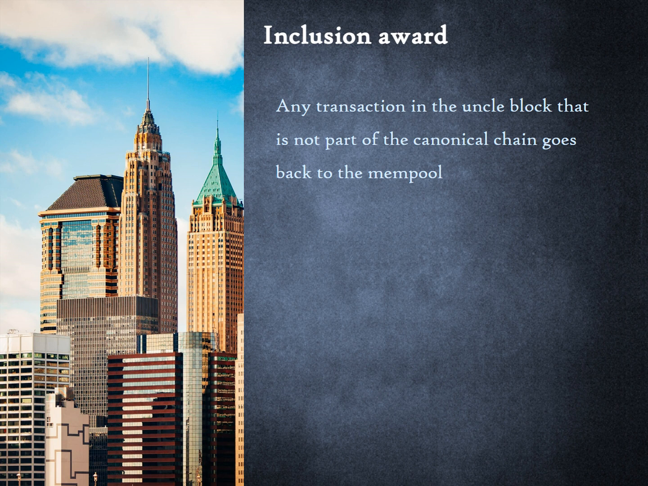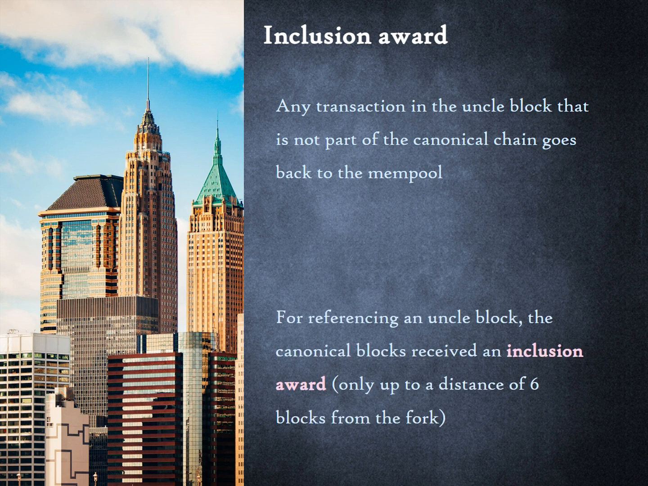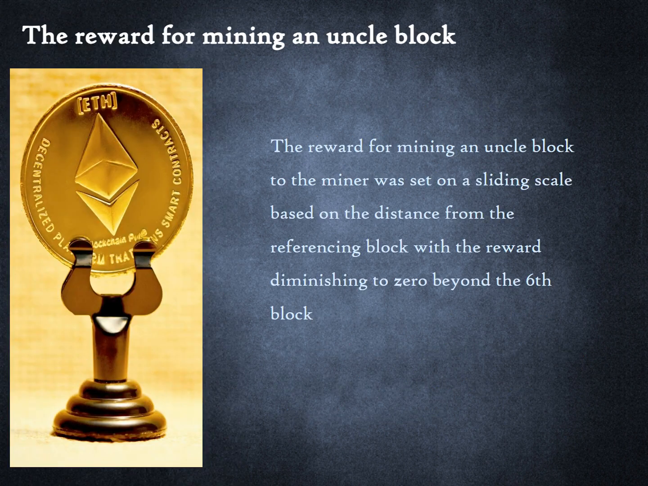In the old system, for referencing an uncle block, the canonical blocks received an inclusion award, which was expressed as a fraction of what the winning miner would earn. The inclusion award could only be earned up to a distance of 6 blocks. In our example, only canonical blocks 3 to 8 could earn this reward. The reward for mining an uncle block to the miner was set on a sliding scale based on the distance from the referencing block, with the reward diminishing to 0 beyond the 6th block.